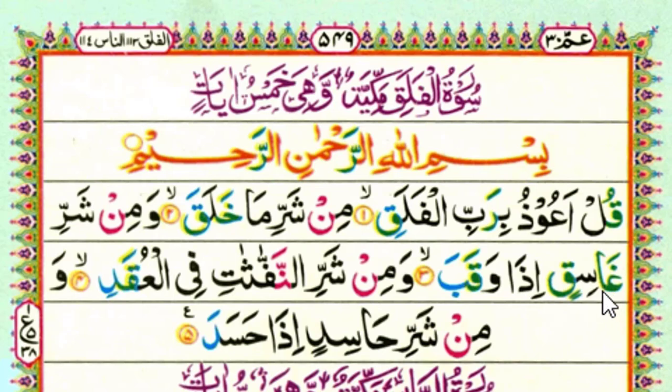So we say Ghasiqin Iza Waqab. Qaf we read in heavy sound. Zal we long due to Alif Madda. Iza Waqab. On the Ba we make Qalqala, and that is strong Qalqala.